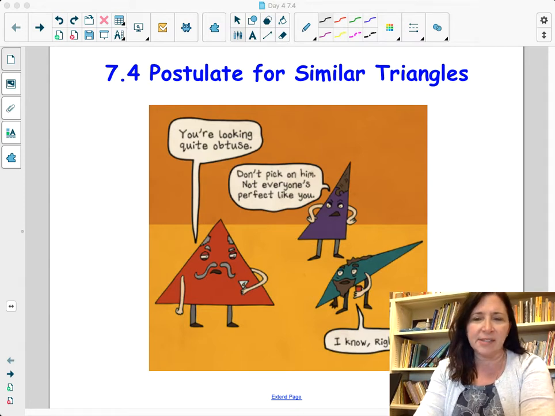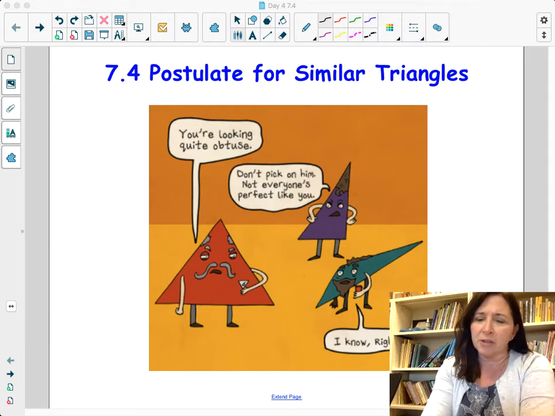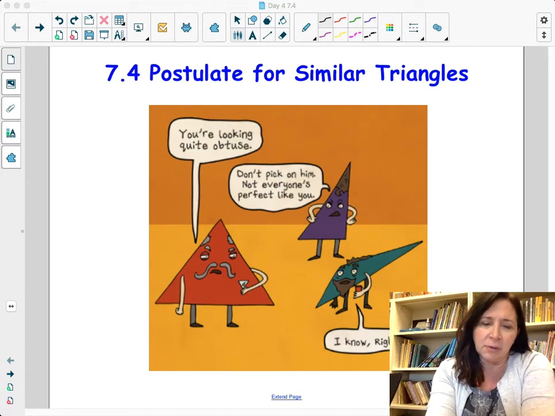Hi everyone, today's lesson is on similar triangles and the postulates that go with similar triangles, such as angle, side, etc. So let's get to it.